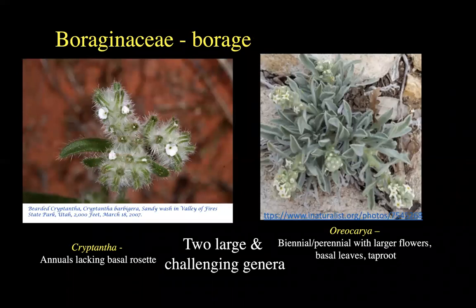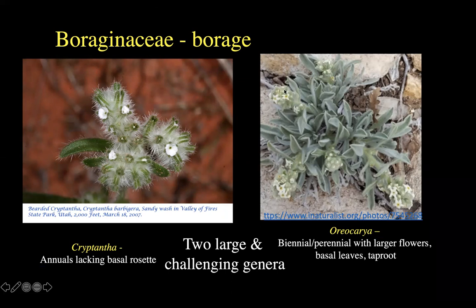And then 2 large and really tricky genera. So it's not all just pretty beloved little wildflowers. These are really tough. They're also very important. So again, kind of like how Fabaceae has its Astragalus and Oxytropis, 2 large and challenging genera, Boraginaceae has 2 large and challenging genera, Cryptantha and Oreocarya.